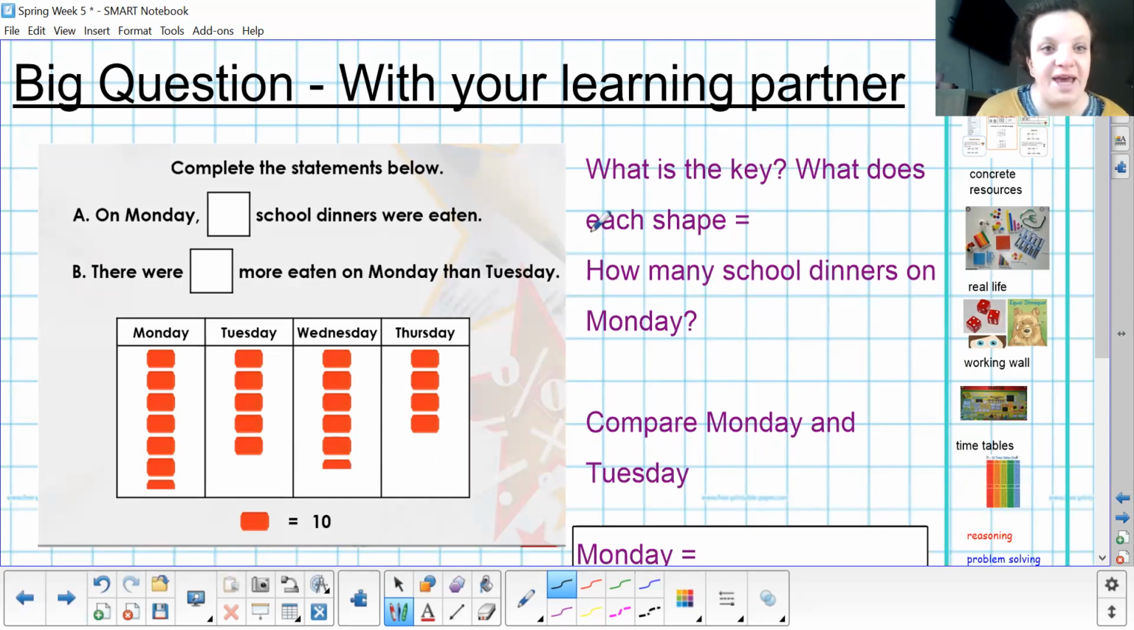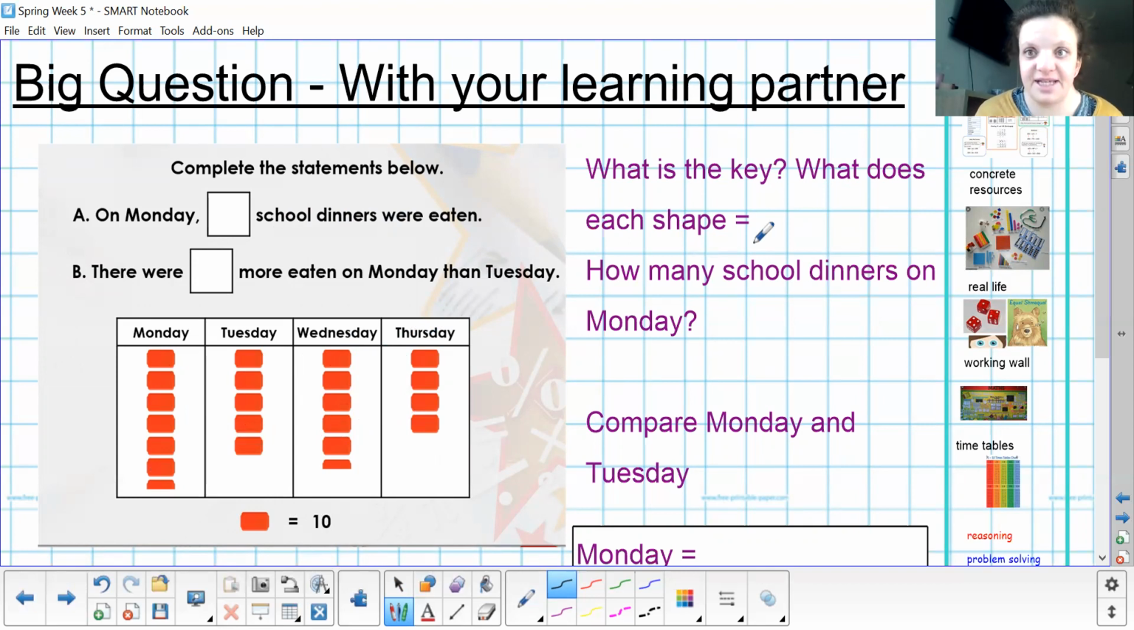Okay, so we've got a pictogram, that's made up of pictures, and we have got to complete the statements below. And we know this is to do with school dinners. So each of these blocks shows me how many school dinners were eaten on each day in a school. So what is the key? What does each shape equal? So we look at that first of all.